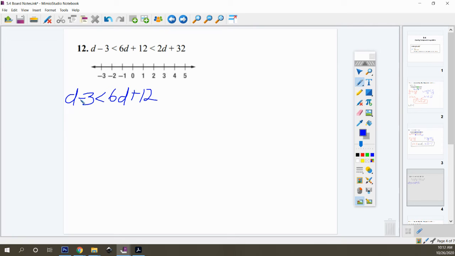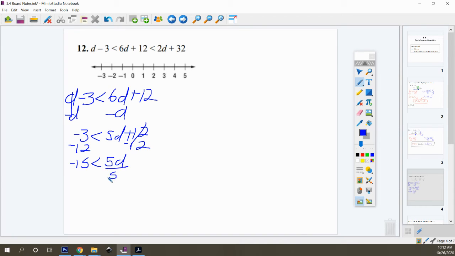This is the smallest variable, so I'm going to get rid of it. So I'm going to subtract d from both sides. I'm going to bring down the negative 3. 6d minus 1d gives me 5d plus 12. Now we get the d by itself, so I'm going to subtract 12, subtract 12. Negative 3 minus 12 makes negative 15. 5d, that cancels out, so just 5d. Divide by 5, divide by 5. I got negative 3 is less than d.